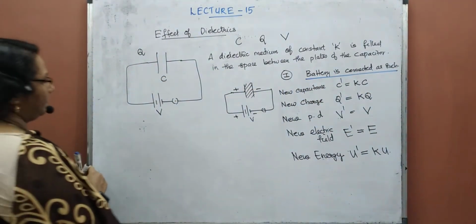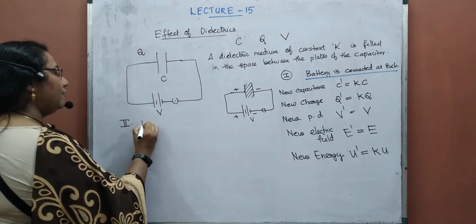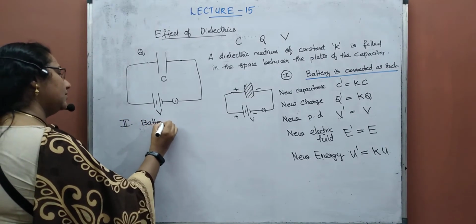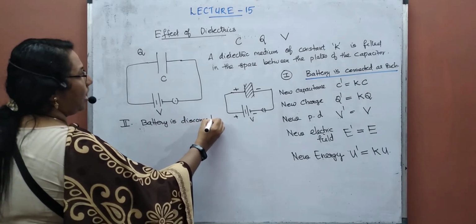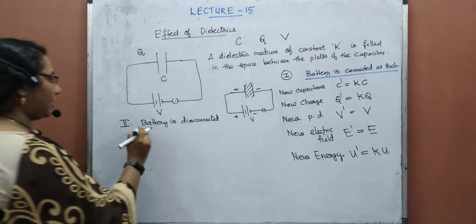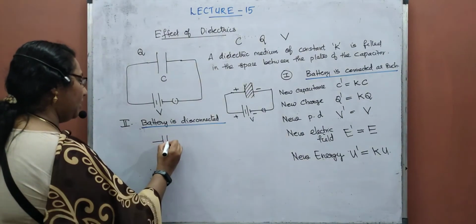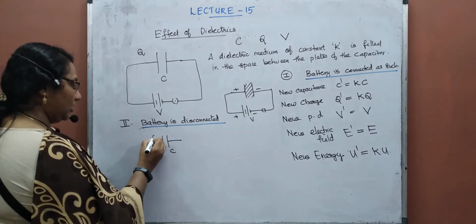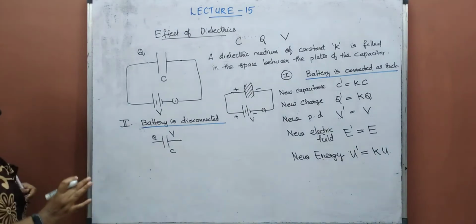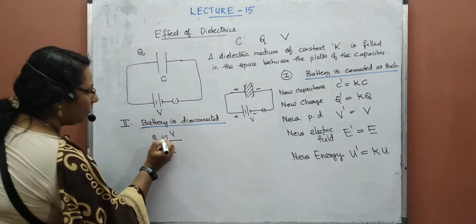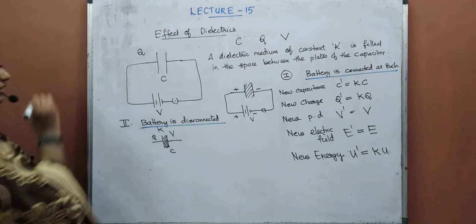Now the second is the effect of dielectric when the battery is disconnected. Now the battery is disconnected, that is, we have removed the battery. The capacitor of capacitance C, charge Q and potential V is now disconnected from the battery and the medium of constant K is filled like this.